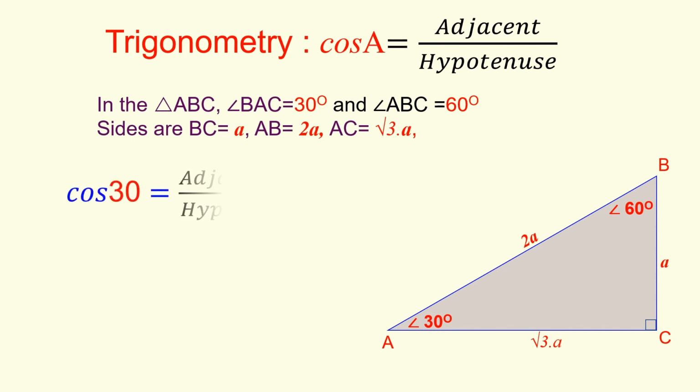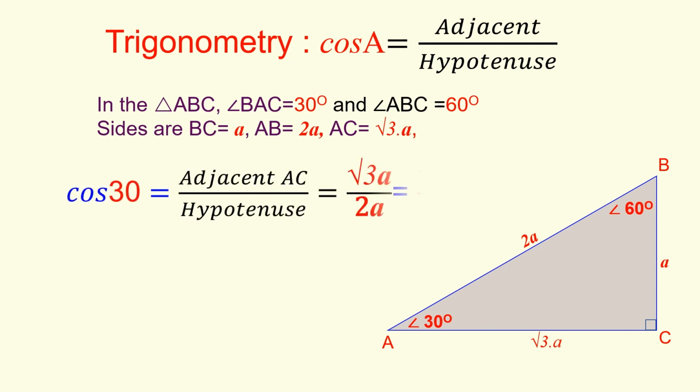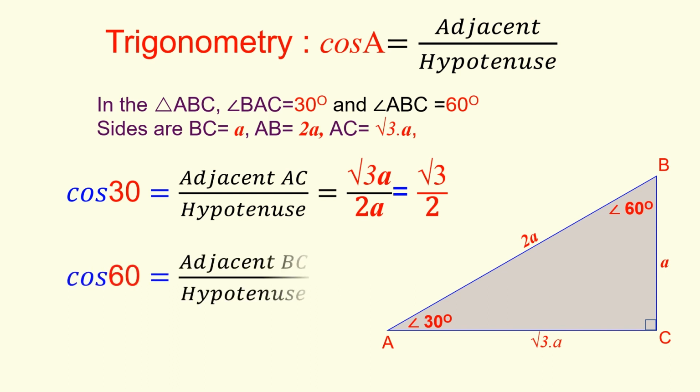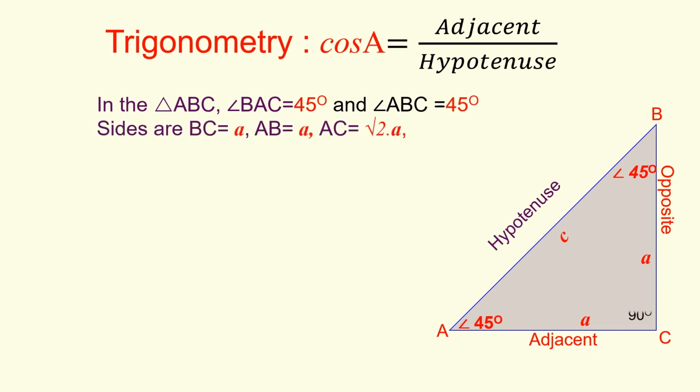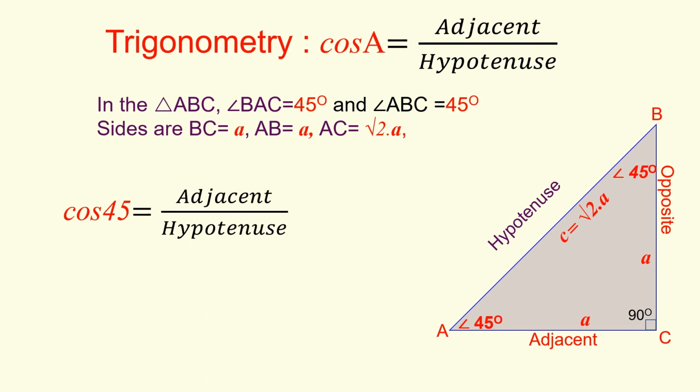So the cosine of 30 degrees equals root 3 by 2. And cosine of 60 degrees equals 1 by 2. Note here, cosine of 45 degrees equals 1 by root 2.